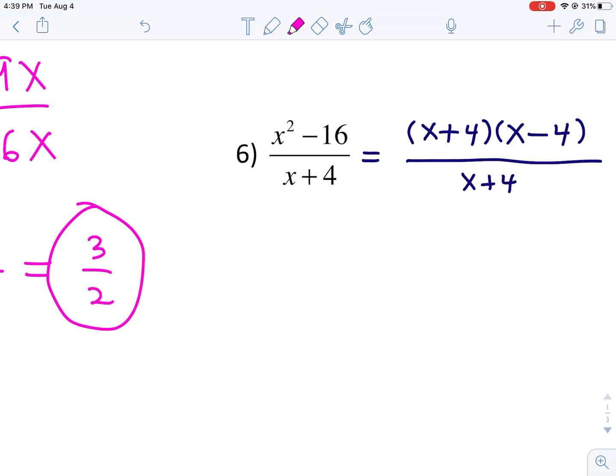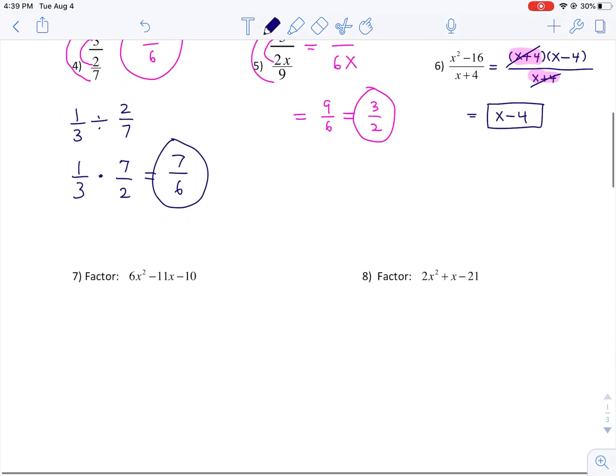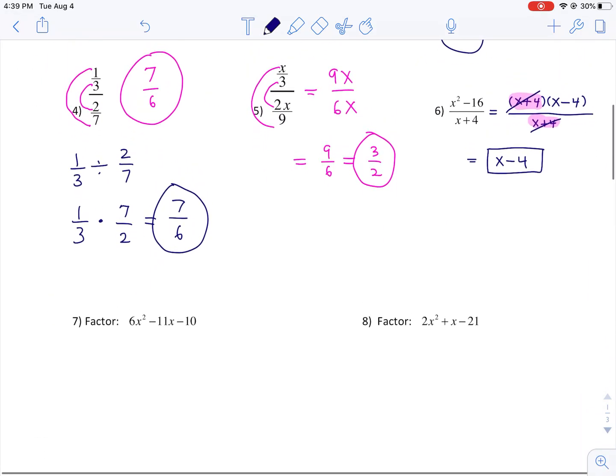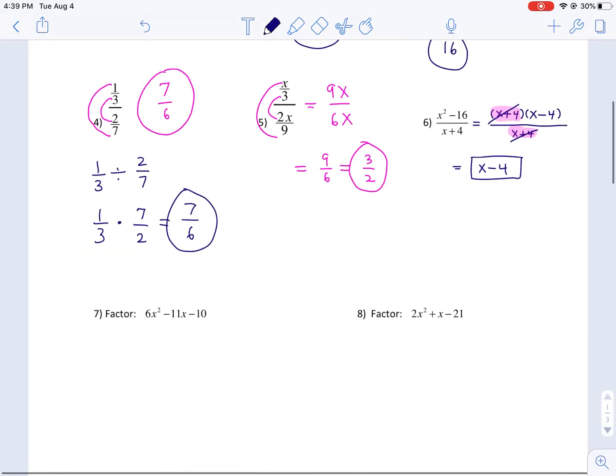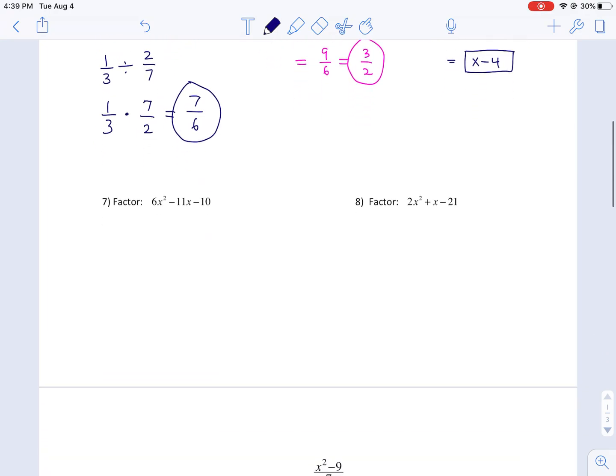Hey, why did we do that? Because look, we've got a common factor, top and bottom. And of course, what can we do? We can play knockout, and this just becomes x minus 4. Of course, why is factoring important? Because it lets you simplify a rational expression.